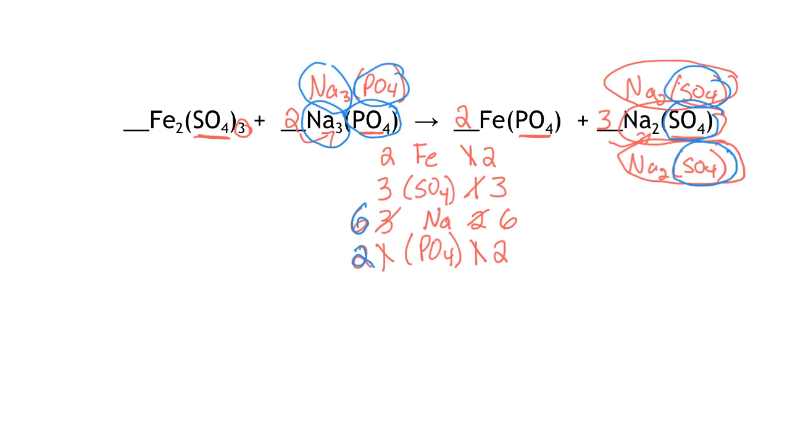So the trick is to, if you can see it on both sides of the equation, keep them together. If you don't see it on both sides of the equation, these polyatomic ions will need to be split apart.